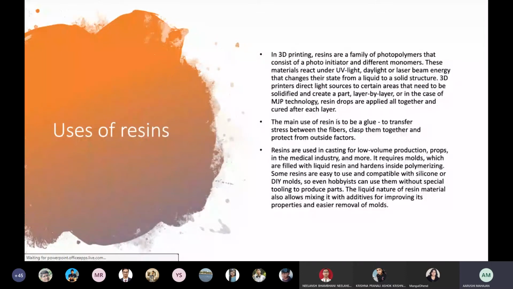The main use of resins, I told you, is glue, because it transfers the stress between fibers and holds them together from outside factors. Next, they're used in low volume production, props, the medical industry and more. Resins are used in low volume production and in medical industries because it requires molds which are filled with liquid resins and hardens inside, polymerizing. Some resins are easy to use and compatible with silicone or DIY molds.